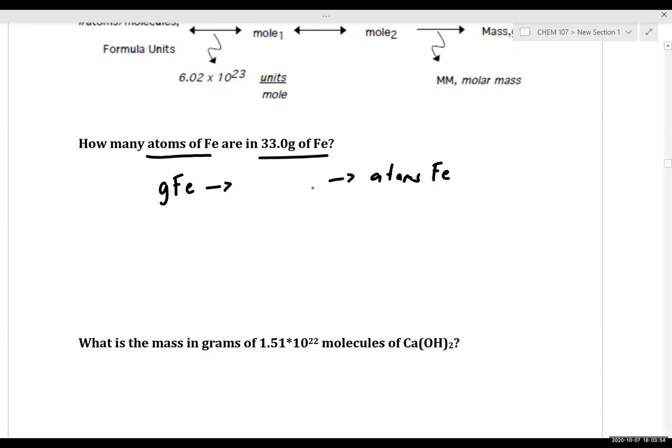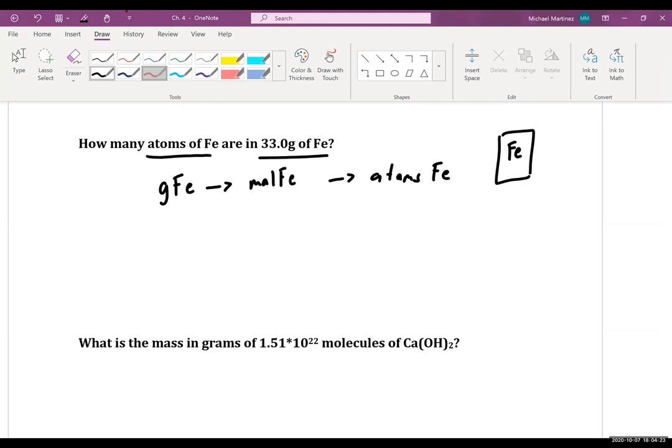AMU, you can go to AMU. What other unit? Would it be moles? Moles. Yep, exactly right. And we're going to go through moles because it's easier to go from grams to moles. That's a one-step conversion. So with this established, if we look up iron in the periodic table, what is iron's molar mass?